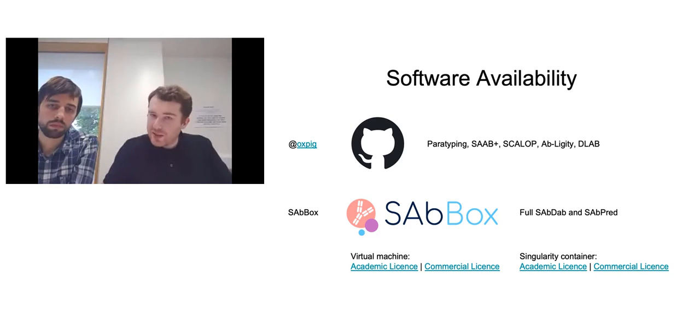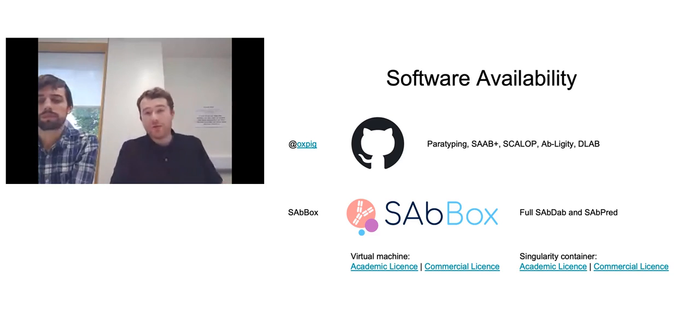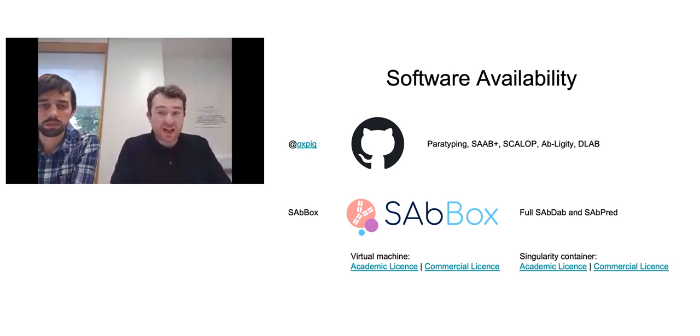So if anybody's interested in experimenting with any of these tools, maybe applying one or all of them to some of your data sets or workflow tools, Paratyping, SAP+, Scallop, Ablicity, and DLab are publicly available on our GitHub page, OPIG. You can go download them and have a play with them. The SAbDab and OAS databases, as well as derivatives like CoV-AbDab and Thera-SAbDab, are hosted on our website, so you can explore the data in those.